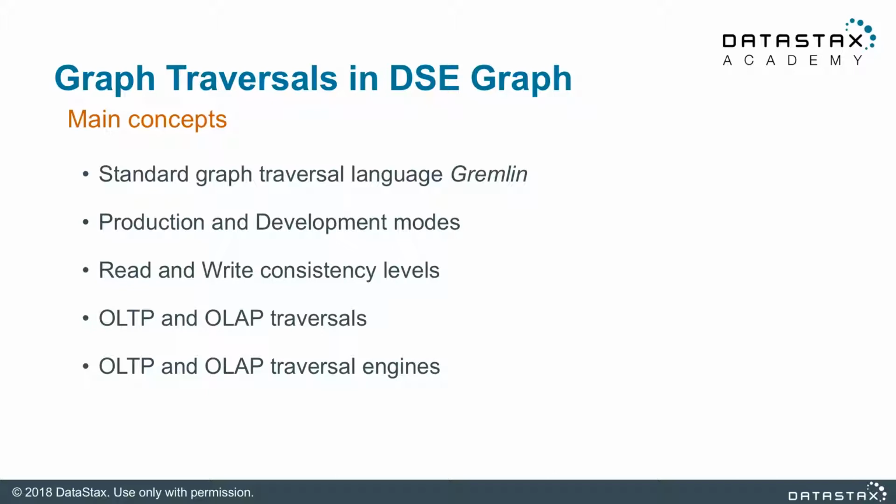Traversals happen in one of two schema modes, production and development. Those could have serious implications on traversal execution. We do need to talk about default read and write consistency levels, as well as how to change them. Finally, we want to understand the difference between OLTP, also called transactional traversals, and OLAP, or analytical traversals, so that we can choose an appropriate traversal engine to execute our traversal.